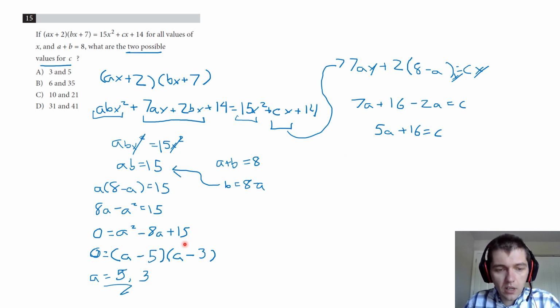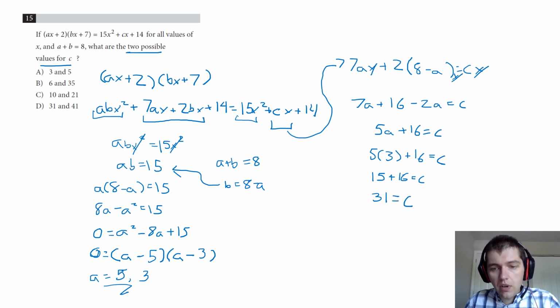Let's go ahead and plug in one of our values of a up here to find our value of c. So we'll say 5 times 3 plus 16 equal to c. That means that we now have 15 plus 16 equal to c, which means that 31 is one value of c, and the other value can be found by instead plugging in for a, plug in the 5. But since we have this c is equal to 31 in our answers, only one of them has a possibility of 31. So at this point, we can conclude that D is our correct answer.